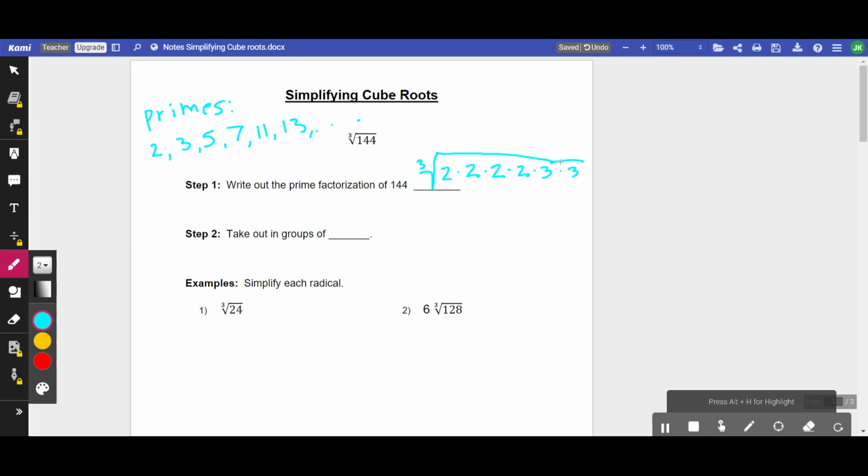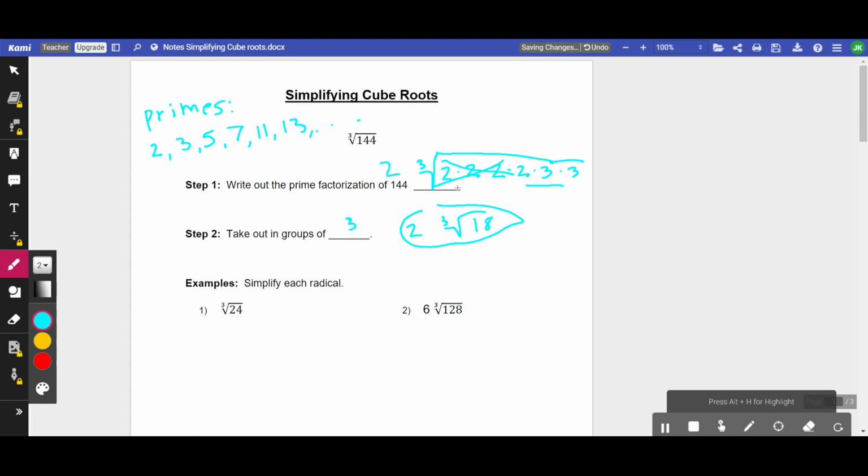And this one's just different from yesterday because you are taking these out in groups of 3 instead. That's the only difference. So you have a group of three 2s here, so you can take these 2s out. You'll cross these 2s out and bring one of them outside. And then you can rewrite your answer. You'll have 2 on the outside of your cube root symbol. And then remember, inside, you'll multiply the remaining terms together. So you can multiply the 2 by the 3 and 3, so then you'll have 18 inside that. So your simplified cube root will be 2 cube root of 18 for that one.